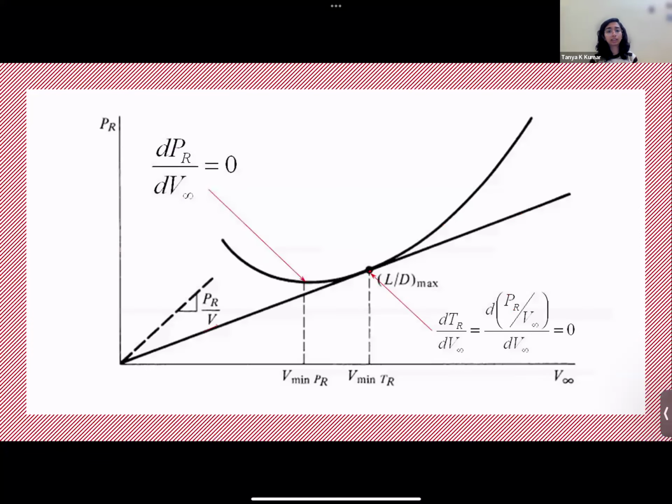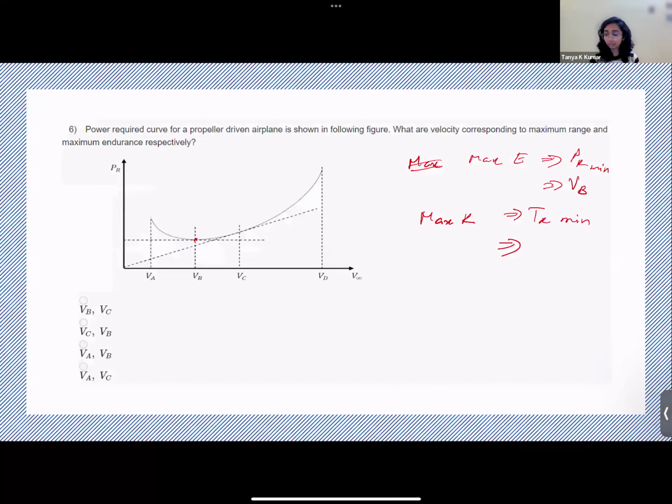So you remember this graph that we had discussed in the last class. So minimum power required is this point. That is the point where you have maximum endurance, right? So for maximum range, you need minimum thrust required. That is the point where the line joining the origin and any point on the graph gives you the minimum slope. So you just keep drawing straight lines from the origin to any point on the graph. And where it becomes minimum, right? So when this theta is minimum, it gives you the velocity. This point gives you the velocity. So here it would be VC. Yes, you are right. So VC.